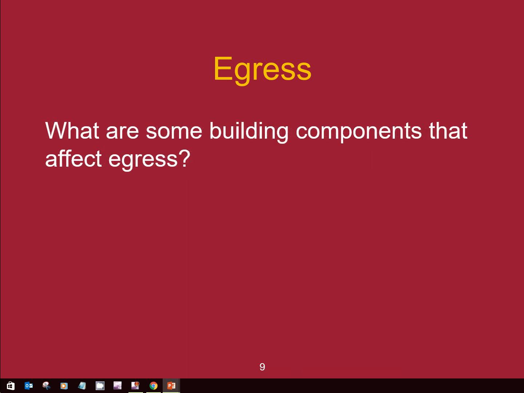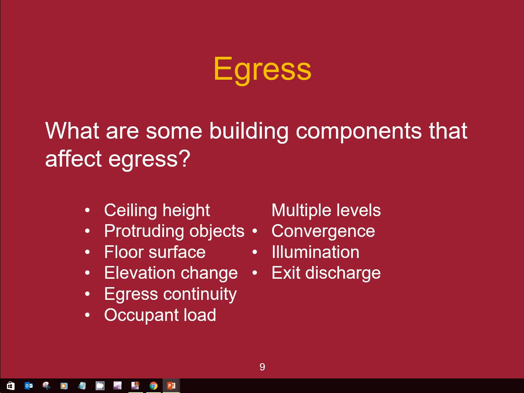What are some things that will affect egress? Think about that for just briefly. Think about it as you walk through a building. What are things that affect how you could move through the building? And these are all some of the things that affect it. Okay, water fountains that stick out, change in the floor surface. Okay, changing in elevation. Are there stairs? Is it a continuous flow?